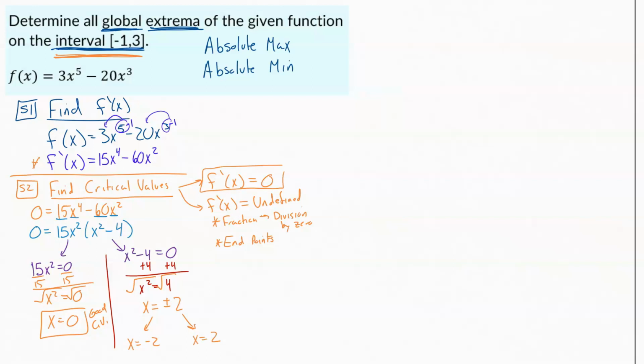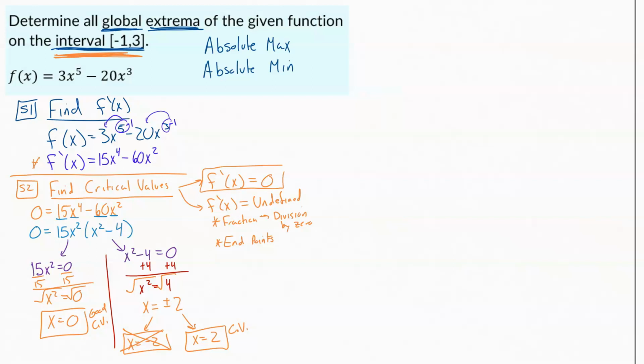We again check them against the interval that we're given. So negative 2 does not live between negative 1 and 3, so we throw that away. That is bad, and we don't want to use it any longer. Then looking at 2, 2 does live between -1 and 3, our interval, and so that is going to be one of our critical values.